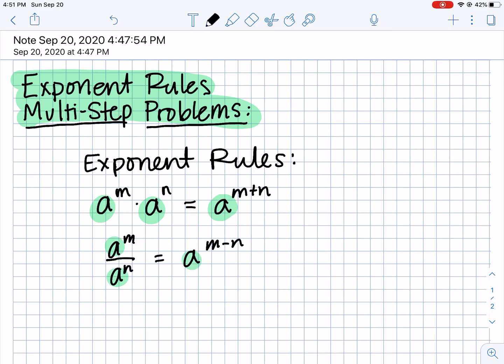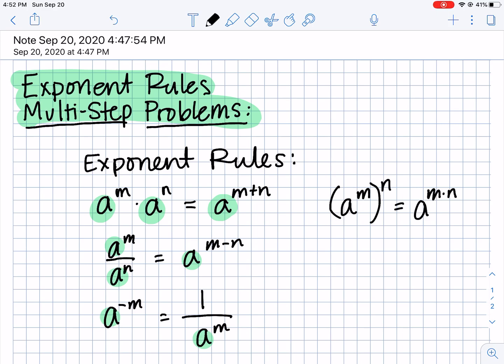We also know if we do this subtraction problem and we end up with a negative exponent, any number to a negative exponent is the same as 1 over that number to a positive exponent. And again, the bases stay the same. We also know that when we take a power to a power, a to the m to the nth power, that's the same as multiplying the exponents, a to the m times n. And again, the base of the exponent does not change.